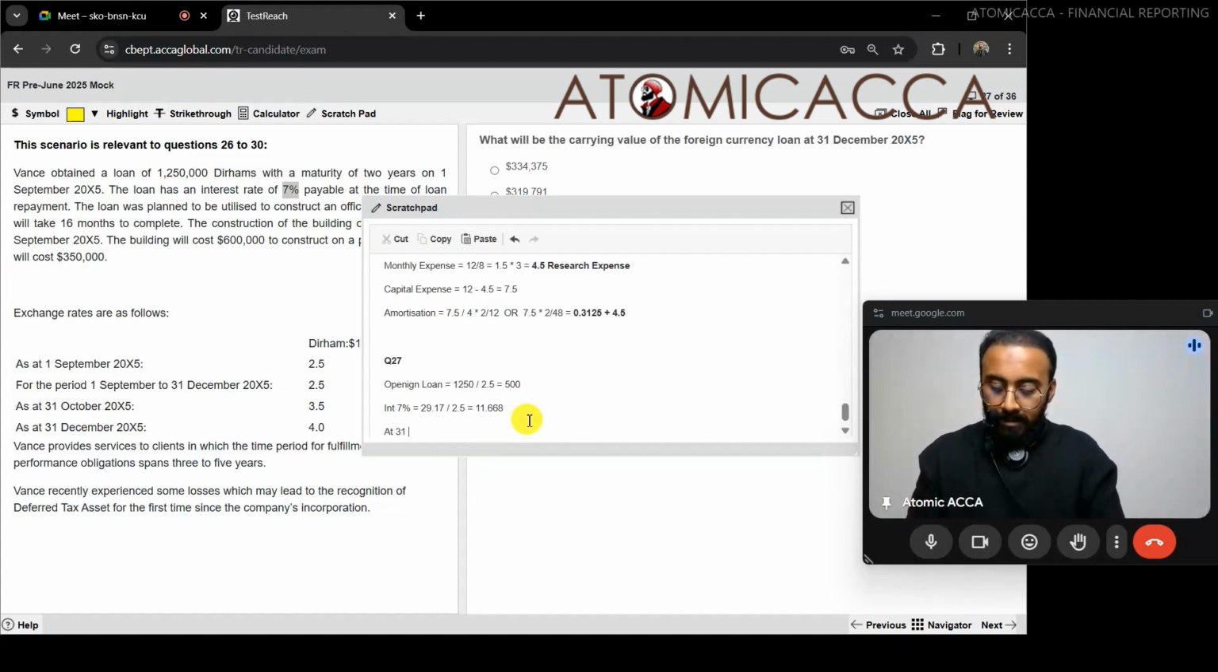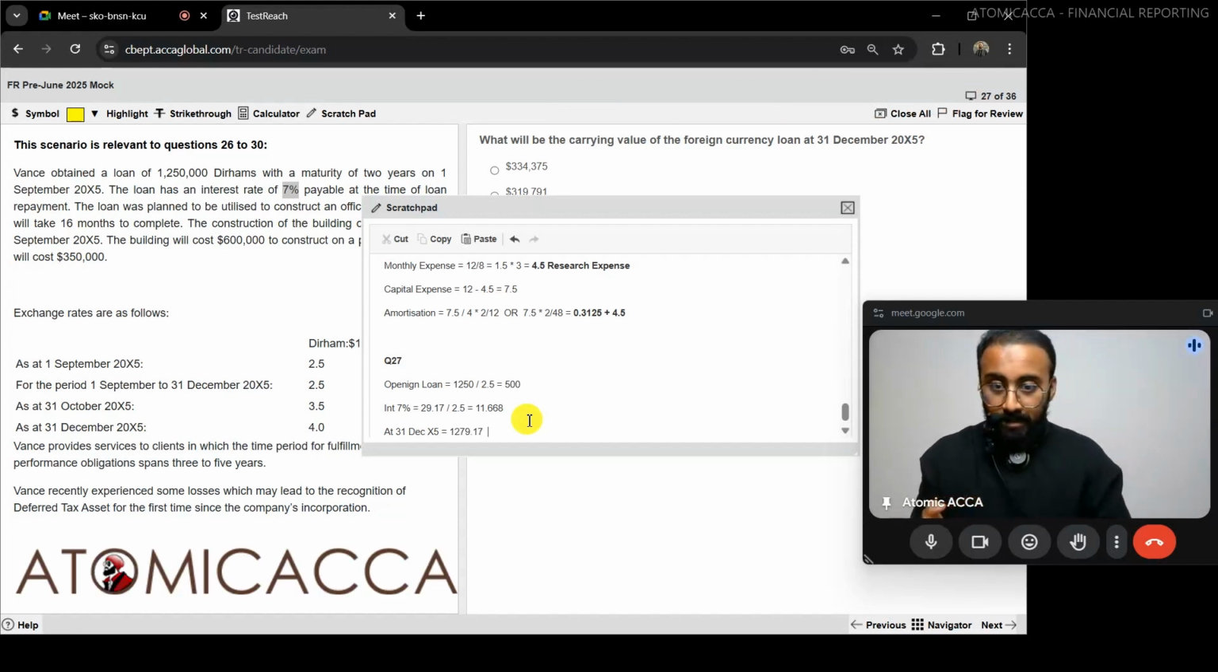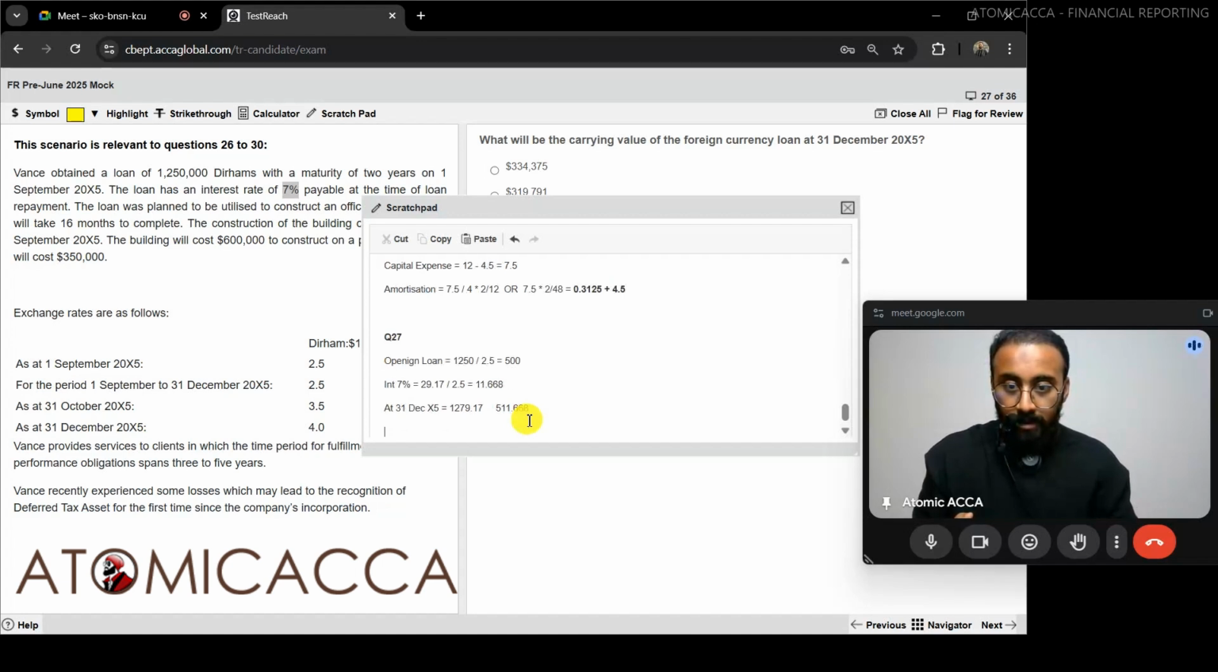So at 31st December X5, the loan on the dirham side will be equal to 1250 plus 29.17. That is equal to 1279.17. And on the other hand, for the dollar, it will be equal to 500 plus 11.668. So that will be 511.668.